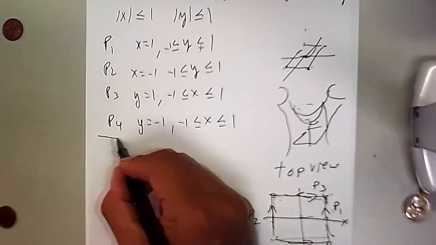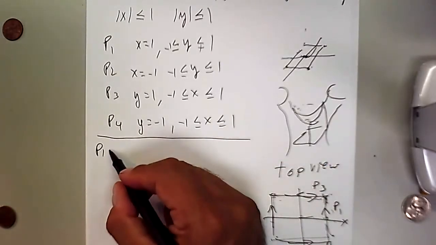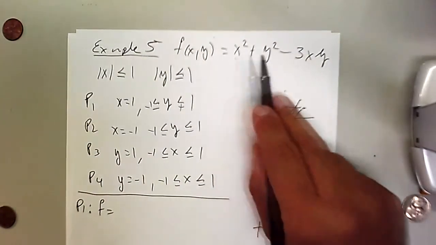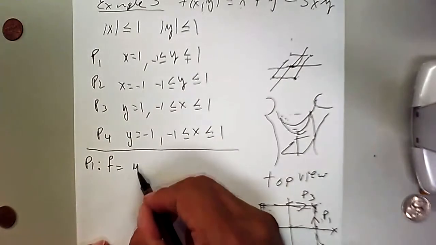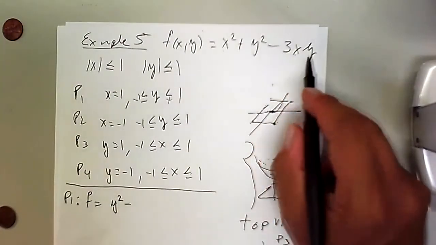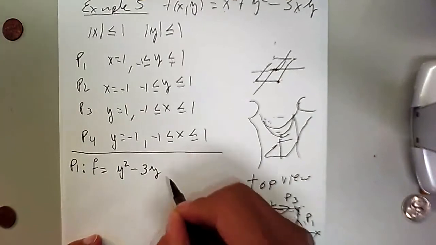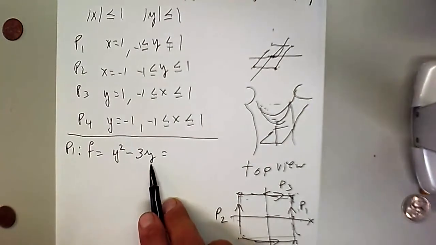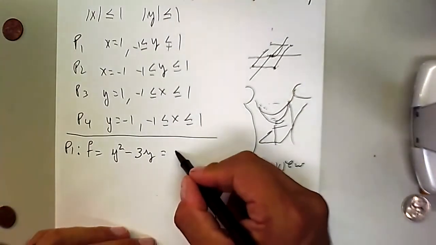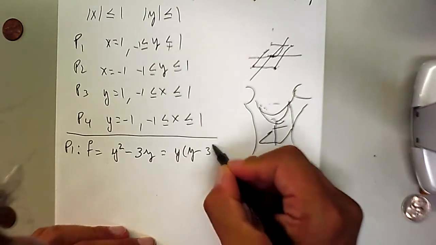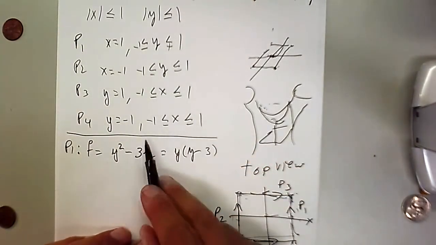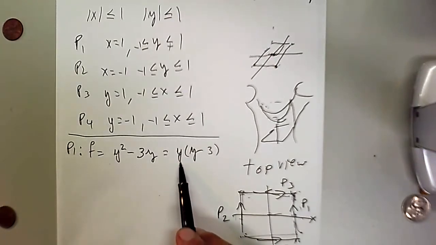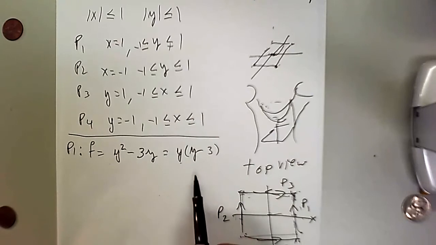So path 1, how does the function behave? F, well, all the x's are going to be 1, 1, 1. Y is going to be y squared minus 3 times 1y, minus 3y, which is, by the way, so at this point, this looks like something that we have seen in pre-calculus. This is y times y minus 3, which is a parabola that opens up, and it has x-intercepts of 0 and 3.